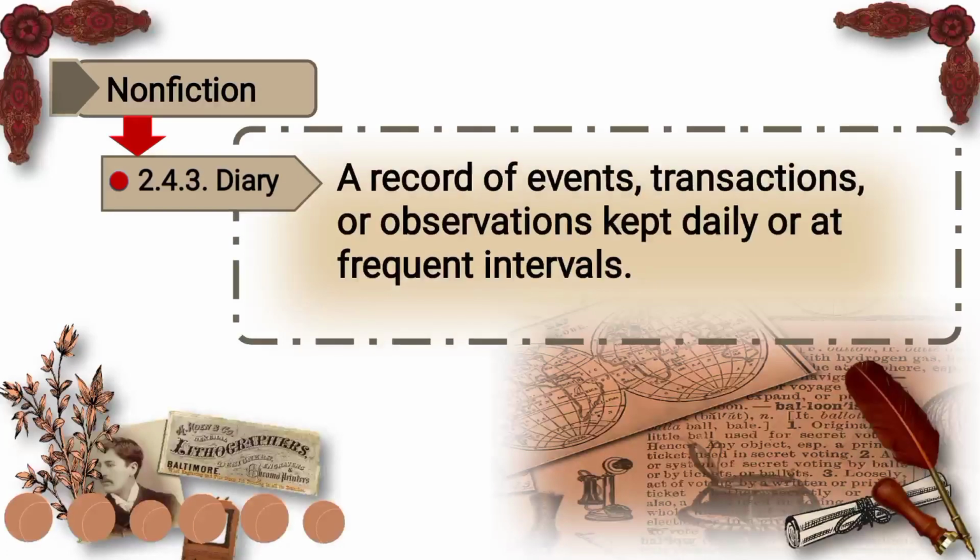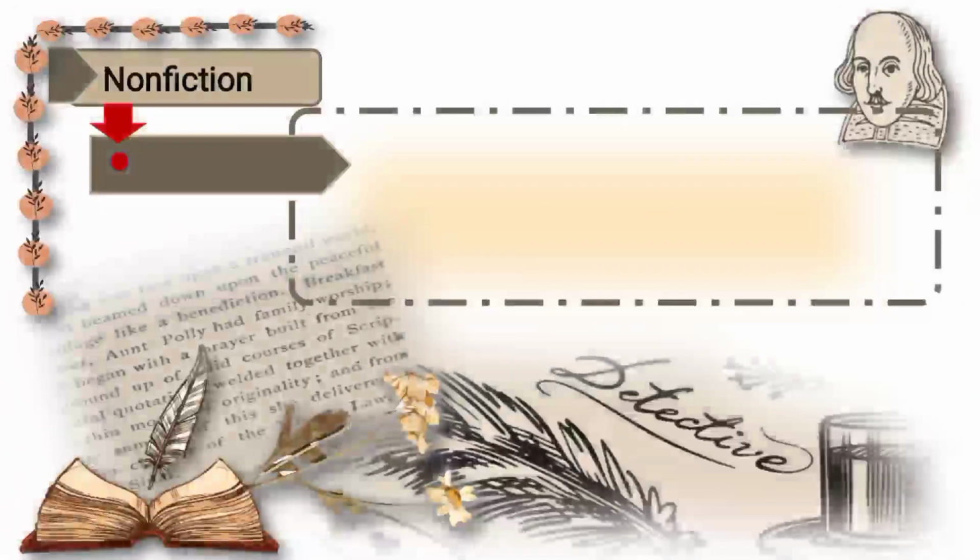Another, we have the diary. It is a record of events, transactions, or observations kept daily or at frequent intervals. Written primarily for the writer's use alone, it usually offers a frankness not found in writing done for publication. So in the diary, we can write all the things that we want to. So this is for our own consumption, and all our secrets can be written in the diary.